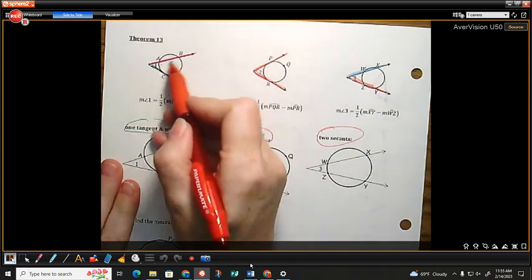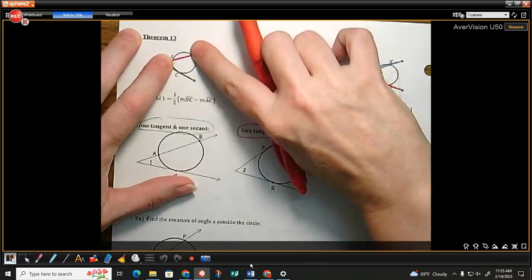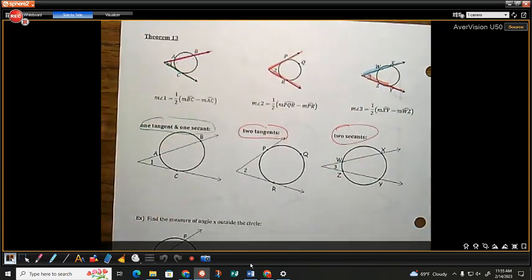The ones that intersect the circle twice, with a chord. A chord is just the segment inside. Okay? A chord is a piece of a secant.